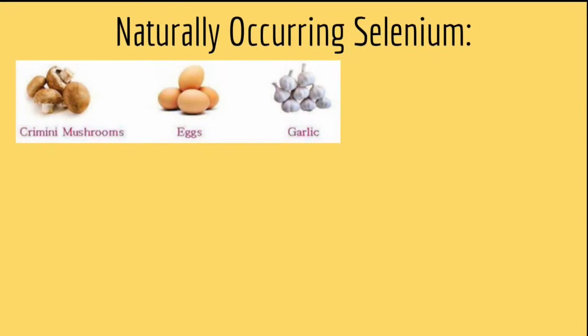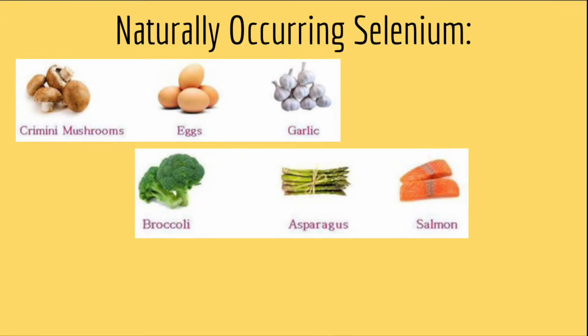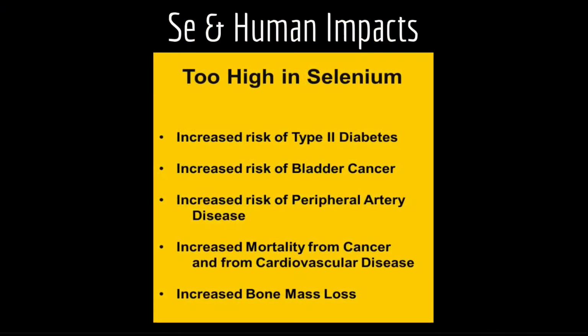As a trace element, selenium is essential to cell function in humans and animals. The range between deficiency and toxicity is extremely narrow and varies on an individual basis with size, genetics, and diet.